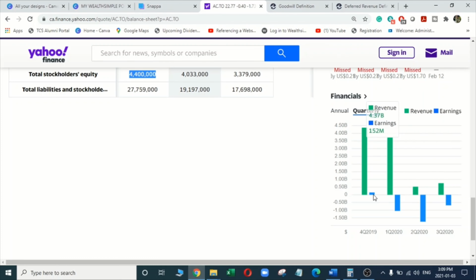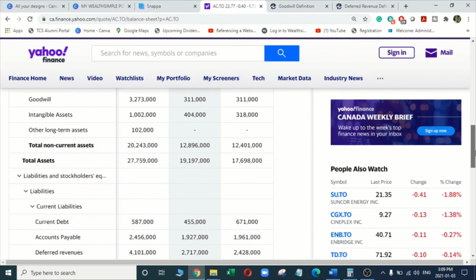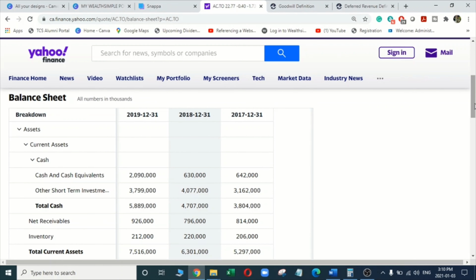And coming to earnings, it was 152 million in the fourth quarter of 2019, then in the first quarter of 2020 it comes out to be minus 1 billion, which is, again, as you can see, the graph is going in the opposite direction, which is not good. So these are some of the parameters that beginners have to see when investing in stocks or a particular company.